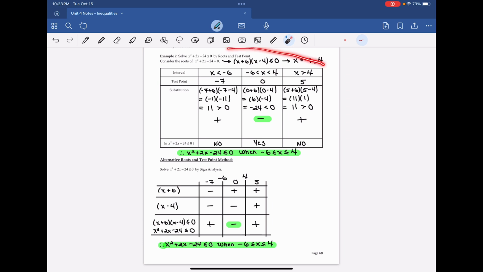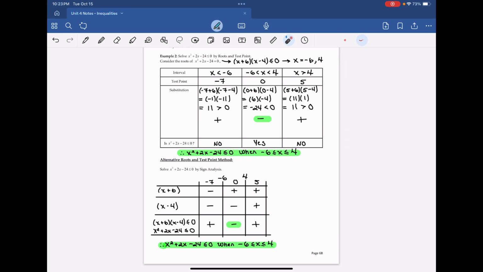I would say that the root and test point and the way they organize it in this table is somewhat neater for sure. So if you're one of those people that really requires a neat solution, I think that root and test point will be perfect. However, if you realize what's happening in sign analysis, you're going to realize it's actually just the same thing. It's just truncated a little bit.